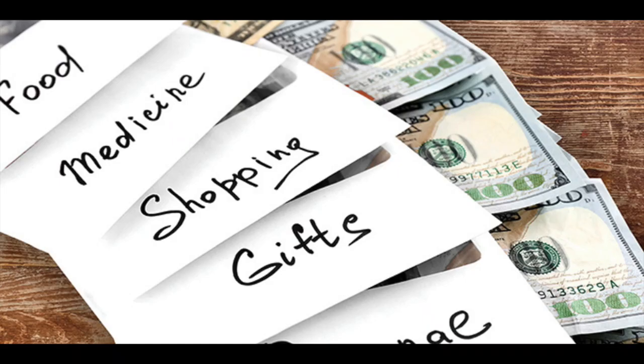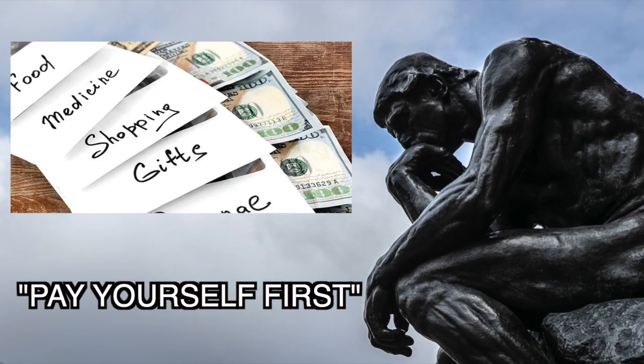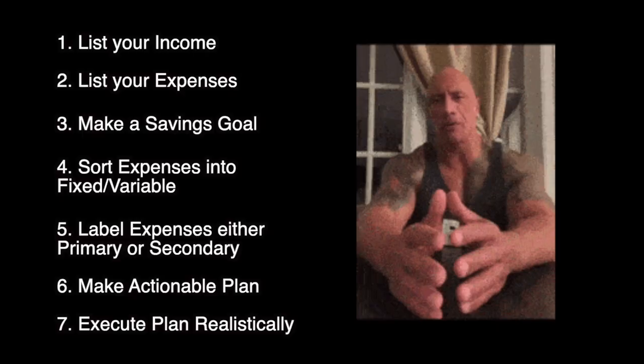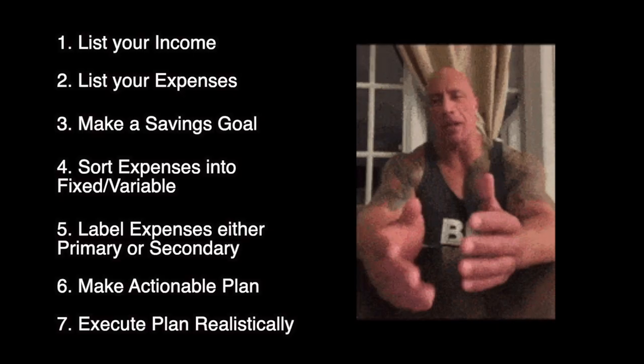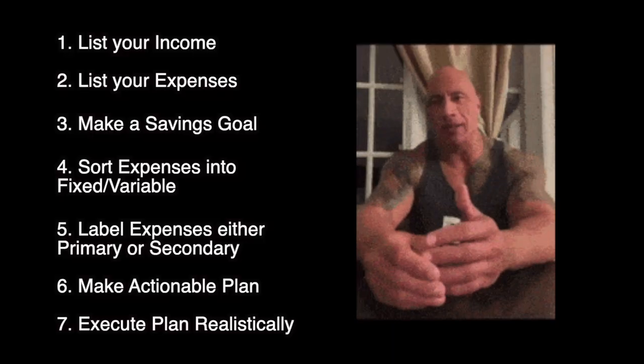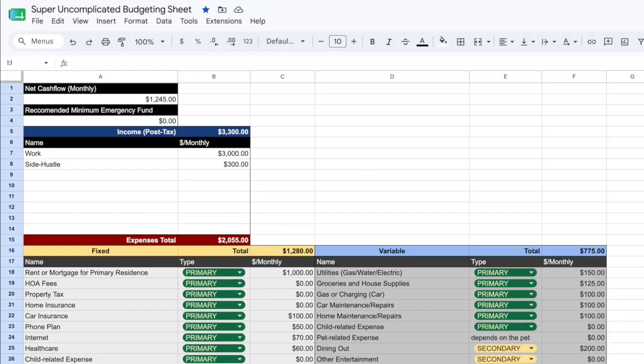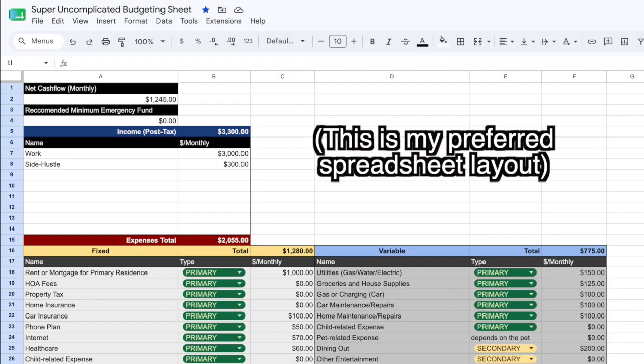If you need a budget, but need a little bit more guidance than just pay yourself first, or just spend less money, you might need this video. I'm going to take you through 7 steps to make an actionable budget plan that doesn't micromanage your life. You can follow along on a piece of paper or a spreadsheet of your own, and if you want to use a budgeting spreadsheet that I prefer personally, you can use the one I linked in the description.